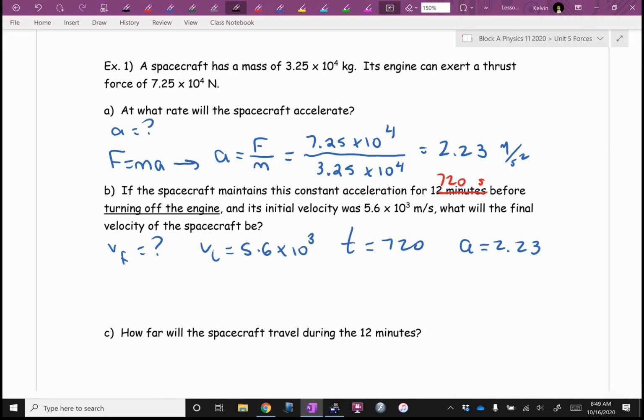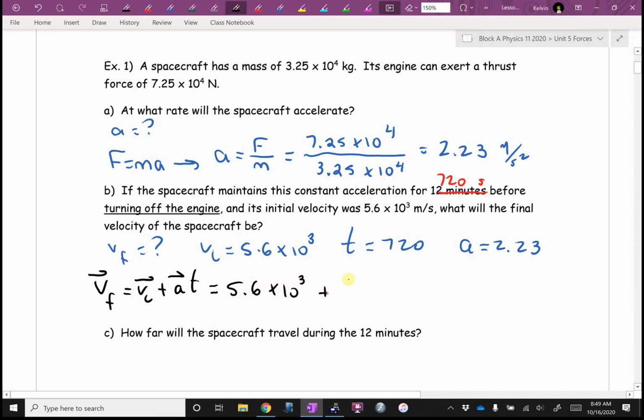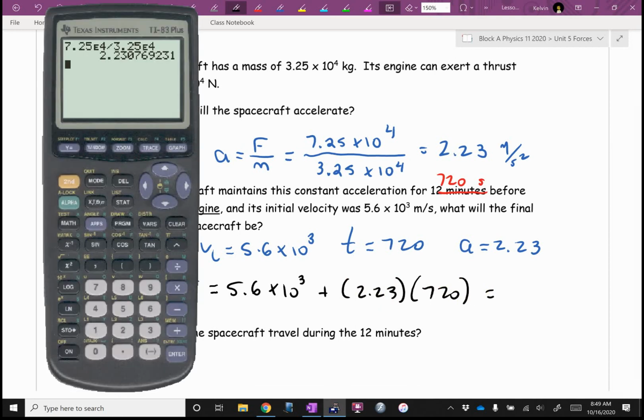I didn't tell you to get your green sheet out. It's Vf equals Vi plus at, yes? I'm going from memory, but I'm pretty sure that's what it is. Technically, those 3 are the vectors, but I'm being sloppy in my notation. I need to get the Vf by itself, it already is, so straight plug and chug. 5.6 times 10 to the third plus, I'll write 2.23, I'm going to use my answer button, times 720.